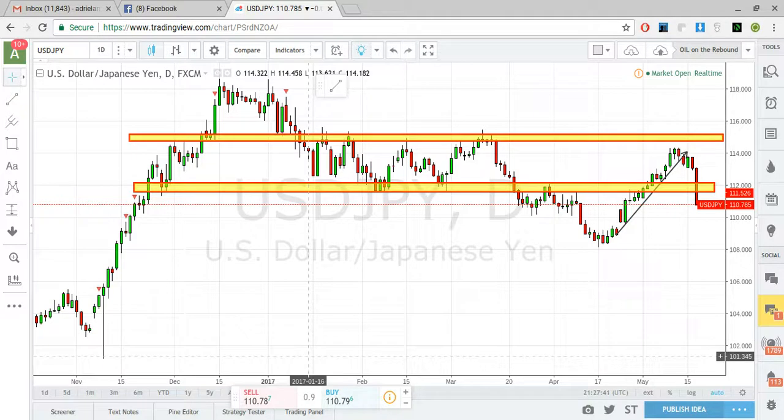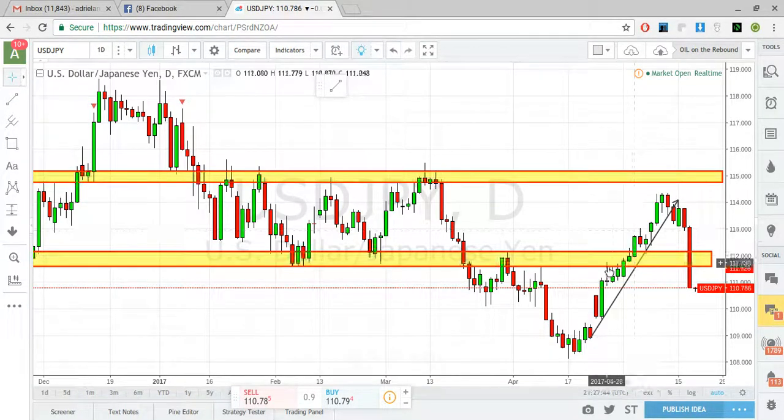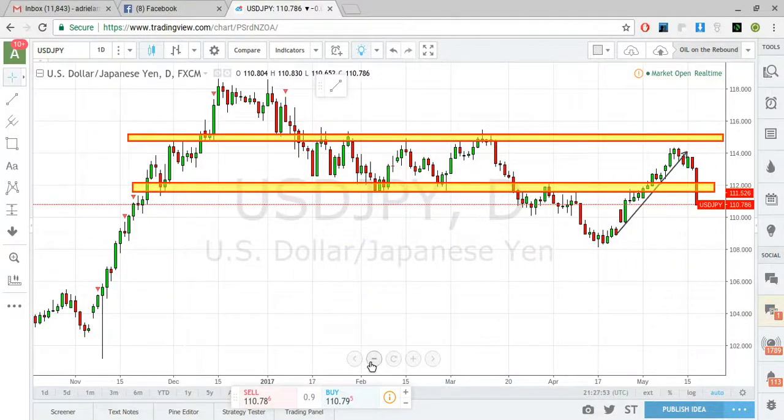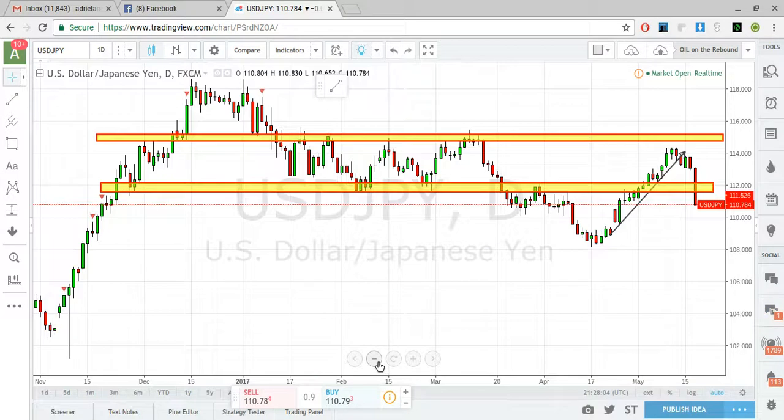I actually sold this at one point, right here, because I had a rejection of this previous structure here. But I was stopped out, and then I was looking for a new spot to get in. So with us being in a downtrend, I was looking for a good spot. I did identify a pretty solid spot.